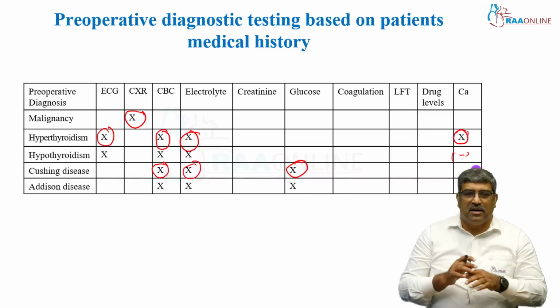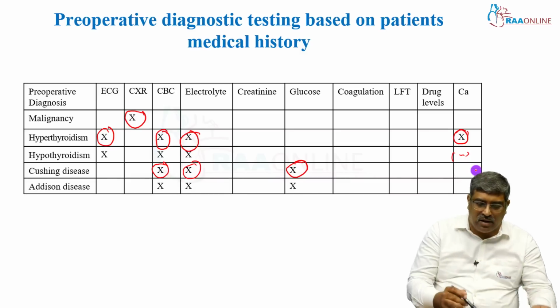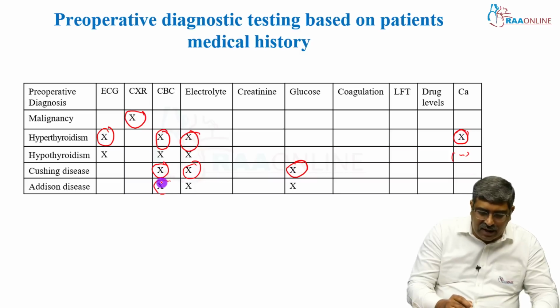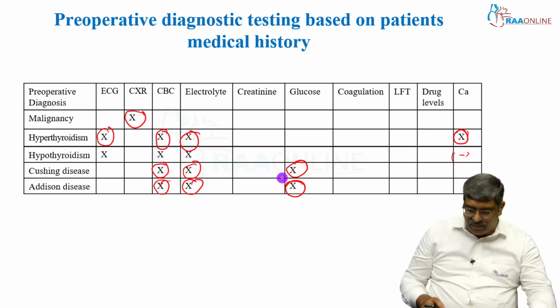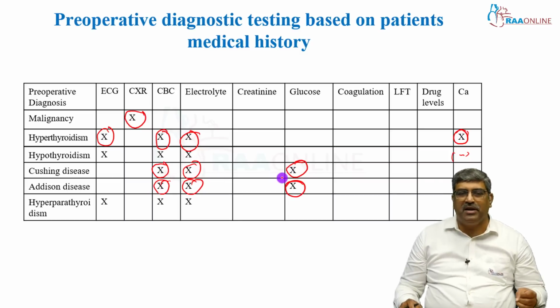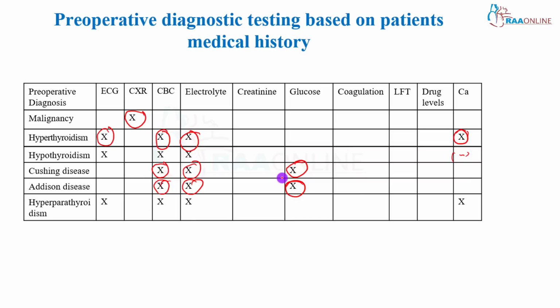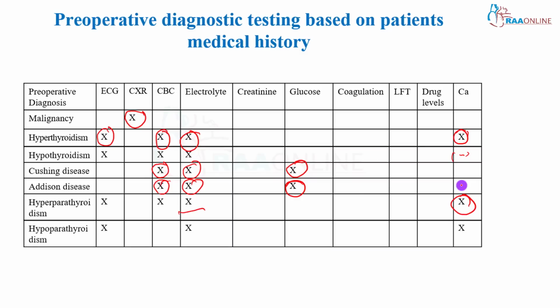Addison disease is the reverse of Cushing. Again, you have to do a complete blood count, electrolytes and glucose level. Hyperparathyroidism, you need ECG, complete blood count, electrolytes and the calcium level. Hypoparathyroidism, ECG, electrolytes and calcium level.